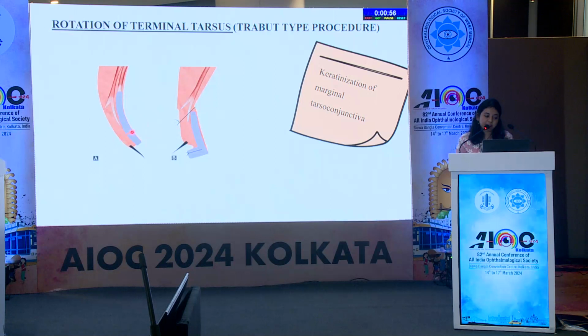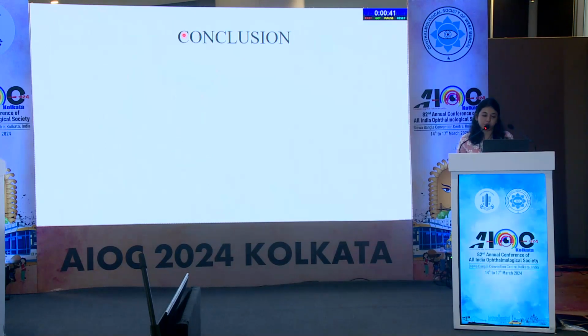We basically give a full thickness incision at the tarsus, and the distal segment is turned 180 degrees. The posterior lamella is then advanced inferiorly, and this forms the new lid margin. And then they are sutured together. So this is not very commonly done, but it's one of the procedures that can be resorted to.